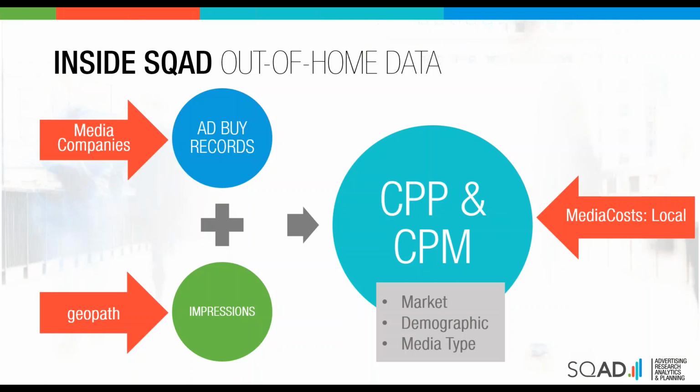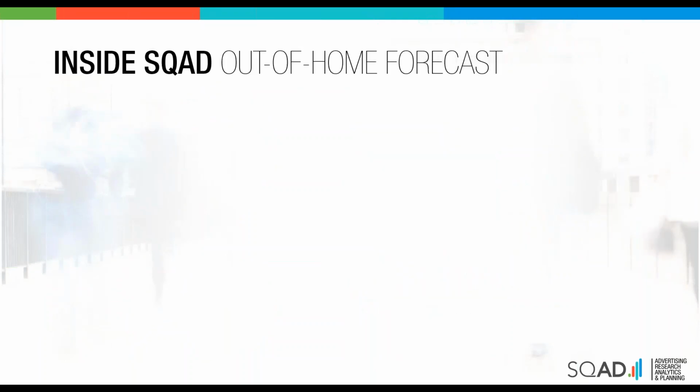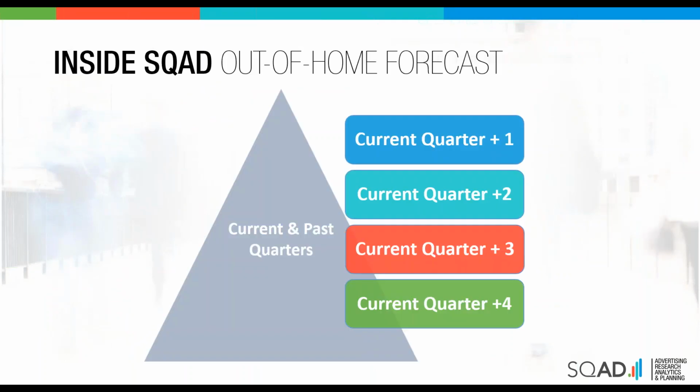I want to go on to the next slide. So as Deb mentioned, we report cost per point by market, media type, and demographic for each quarter. But obviously it's important to have estimates of what the cost per points would be in future quarters. So we actually report not only the current quarter cost per points, but we do forecast them to the next quarter up to 4 quarters ahead.